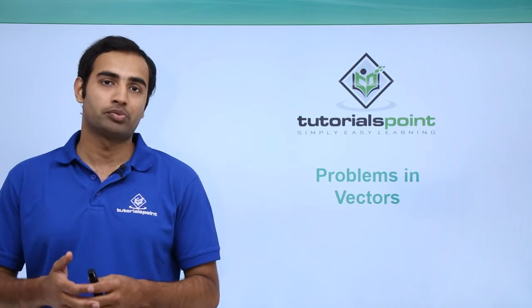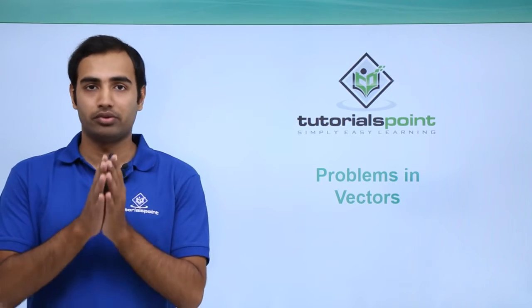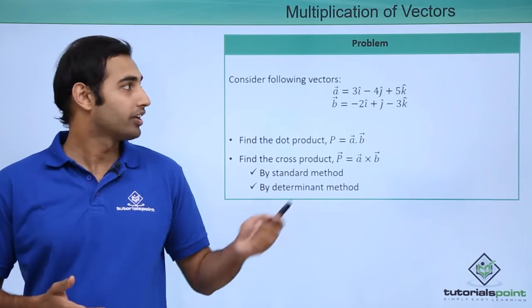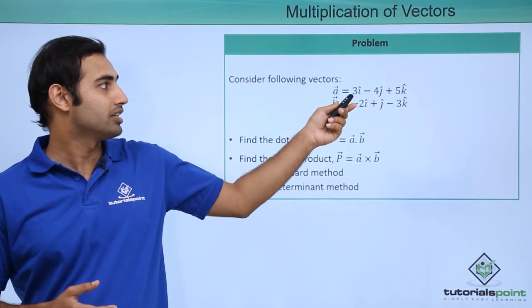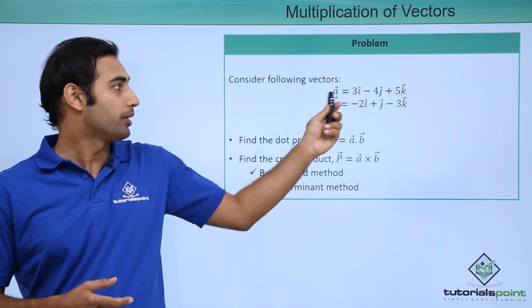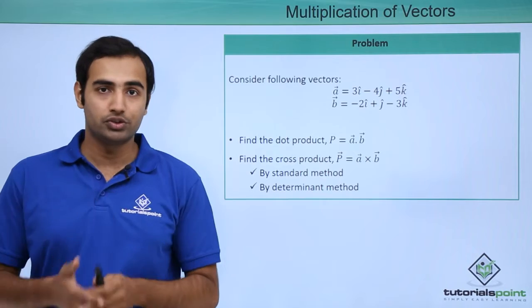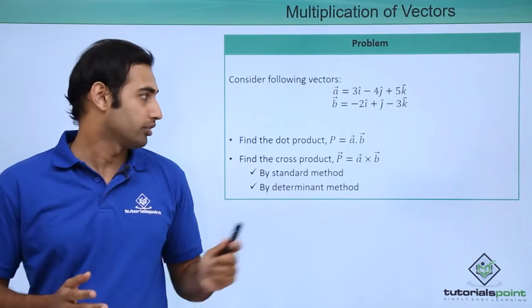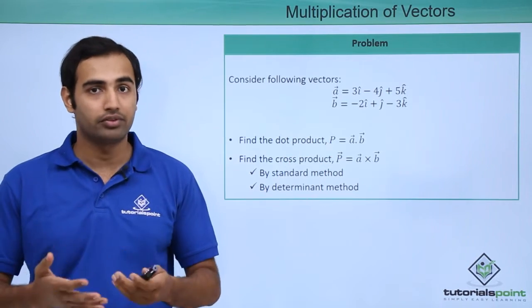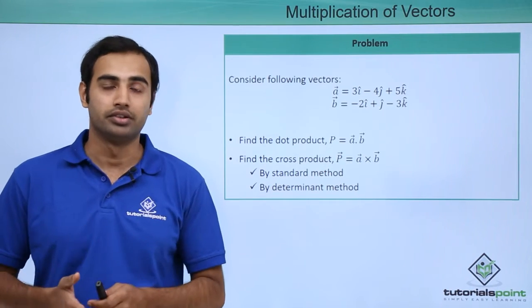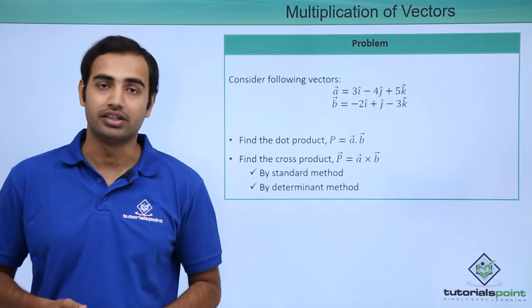Let's talk about some more problems in vectors, this time about the multiplication of vectors. So over here we have a question where we have two vectors, a vector as 3i minus 4j plus 5k and b vector as minus 2i plus j minus 3k. Now upon these two vectors, first of all we have to carry out the dot product, then we have to carry out the cross product using both the standard method and the determinant method. We will see each of the methods in detail.